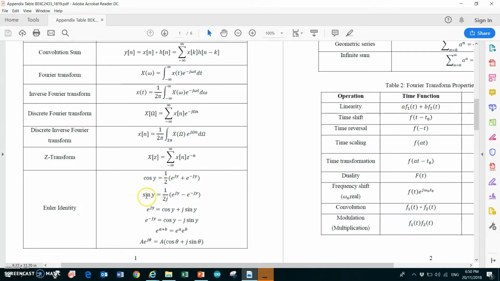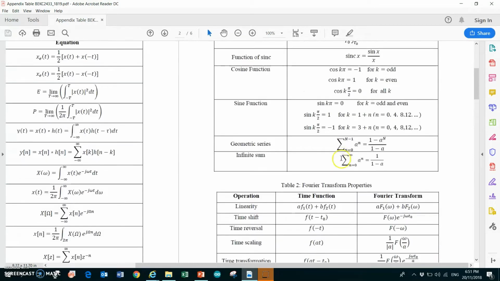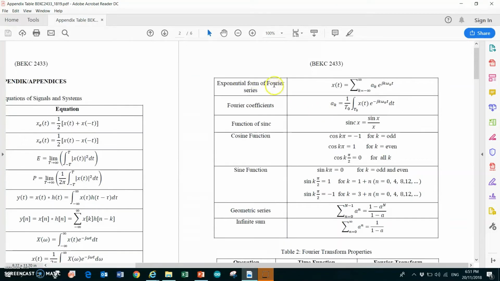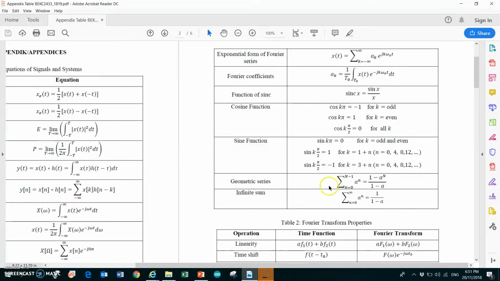Similar to the sine y, you just substitute y with omega n. So you have sine omega n equivalent to 1 over 2j in bracket e^{j omega n} minus e^{minus j omega n}. And also we have here the table for Fourier series, which is the one that you are using right now in chapter 3, with the equation for x(t) and the equation to get a_k, which is the Fourier coefficient. And you have the sine function, cosine function, and so on.